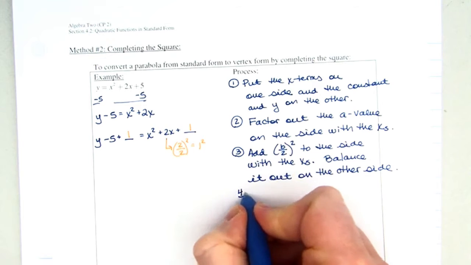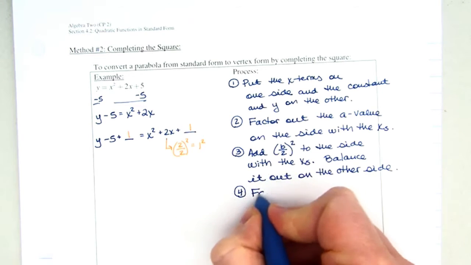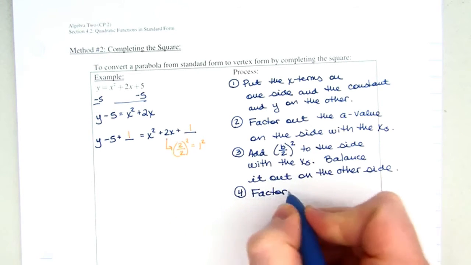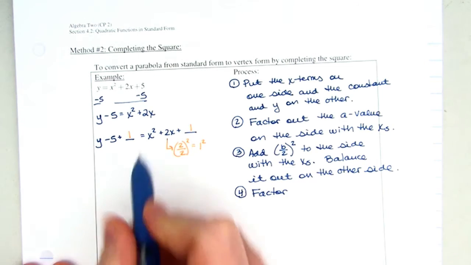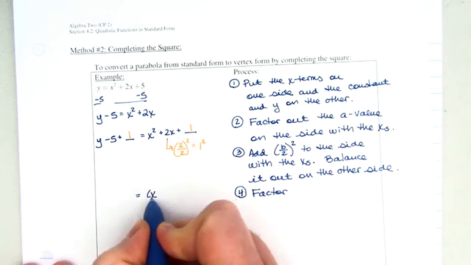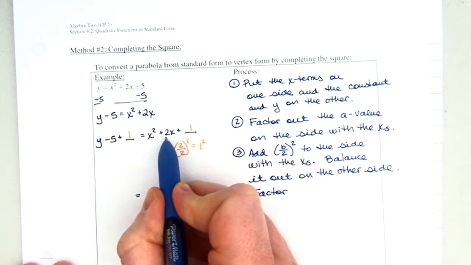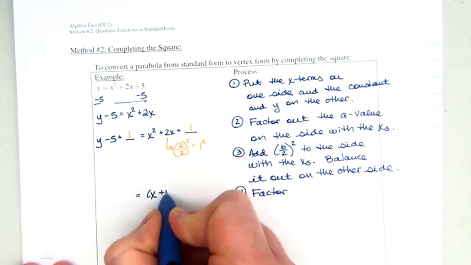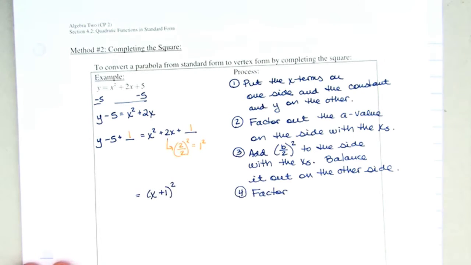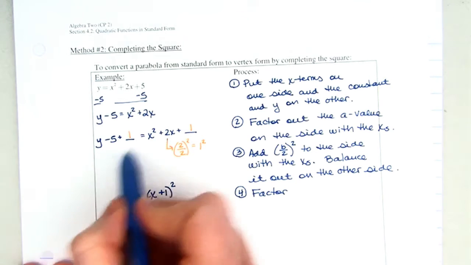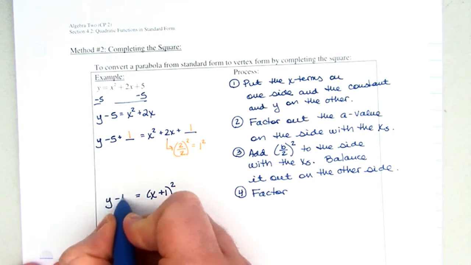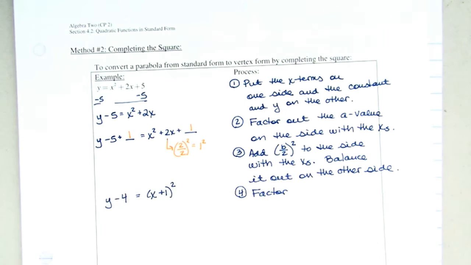Step number 4. We're going to factor. And this is our same shortcut from the last unit when we were completing the square. I need to do x and then half my middle number before squaring it, so x plus 1 in parentheses squared. If you wrote this thing out twice and FOILed, yep, you'd get your x squared plus 2x plus 1 back. On the other side, I'm just going to combine things, and I'm going to say y minus 4 equals x plus 1 squared.